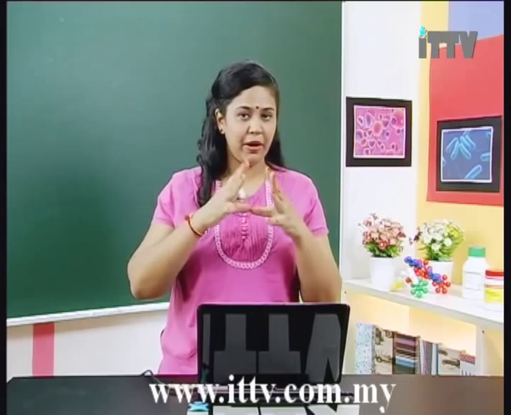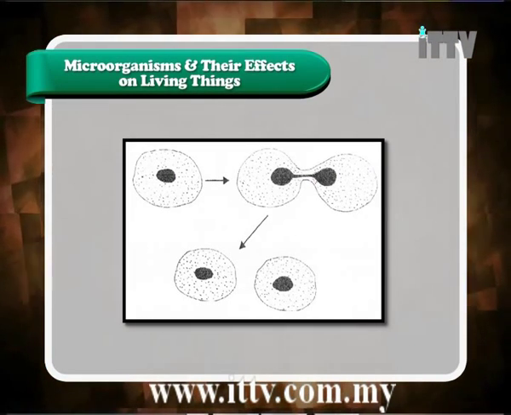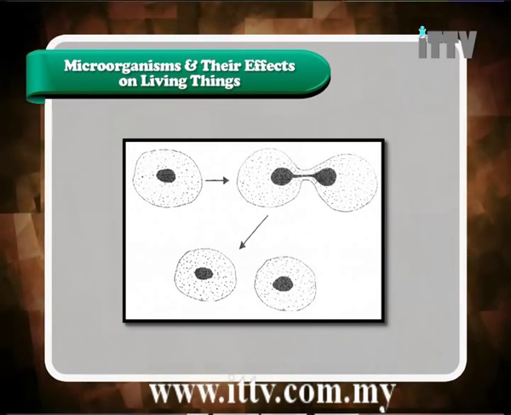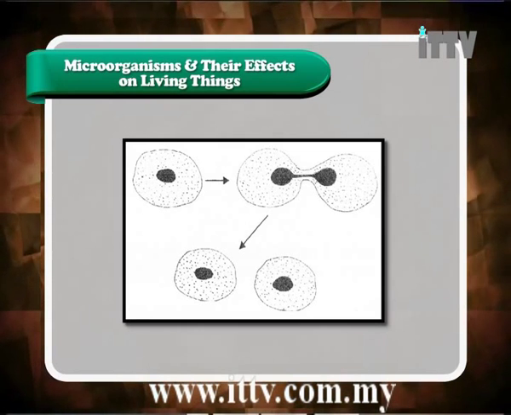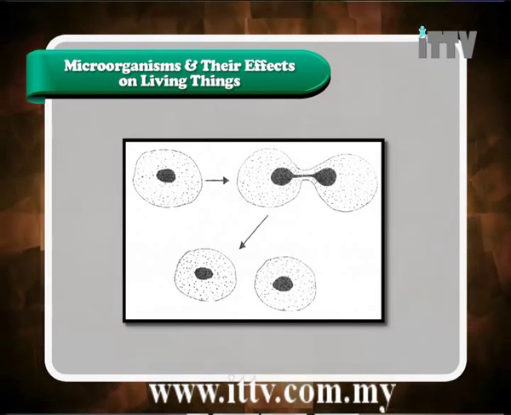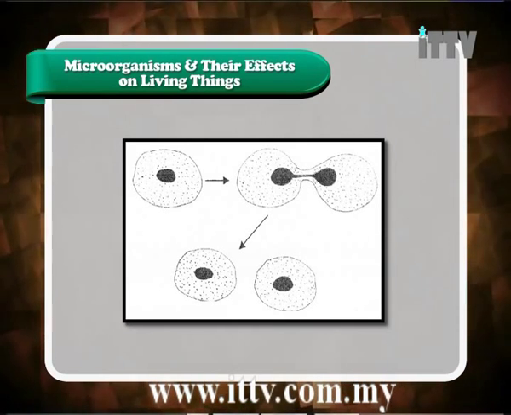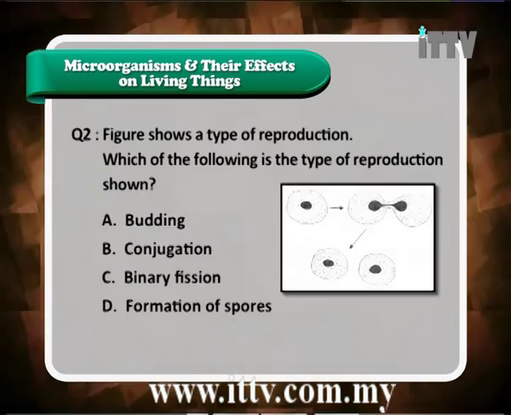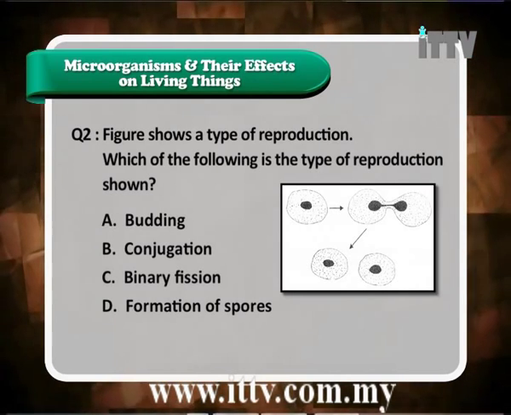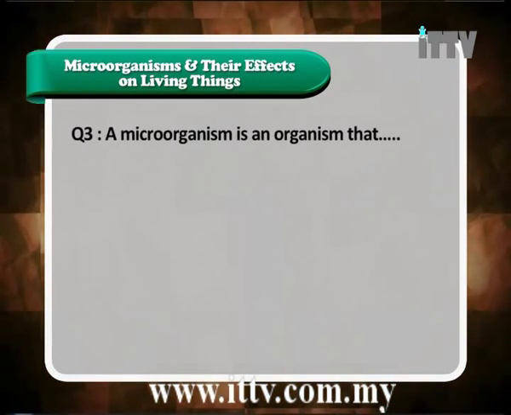Now we can also say it's a form of budding, because budding happens whereby a new cell actually is reproduced. But you have to understand, in budding, the part that new cell is generated is small compared to the parent cell. So in here we can see both sizes are same. So therefore the answer is binary fission. The answer is C.